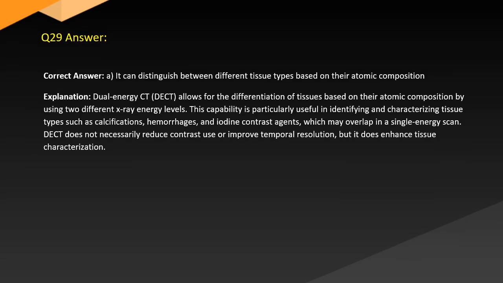Answer. Correct answer, A. It can distinguish between different tissue types based on their atomic composition. Explanation. Dual-energy CT, DECT, allows for the differentiation of tissues based on their atomic composition by using two different X-ray energy levels. This capability is particularly useful in identifying and characterizing tissue types such as calcifications, hemorrhages, and iodine contrast agents, which may overlap in a single-energy CT. DECT does not necessarily reduce contrast use or improve temporal resolution, but it does enhance tissue characterization.